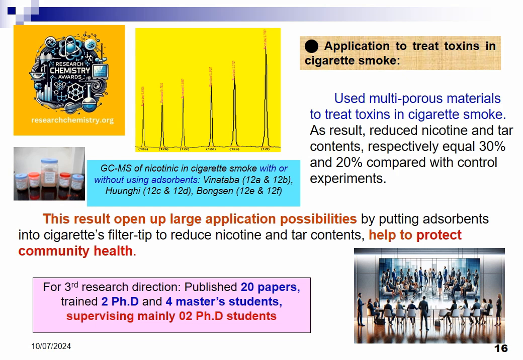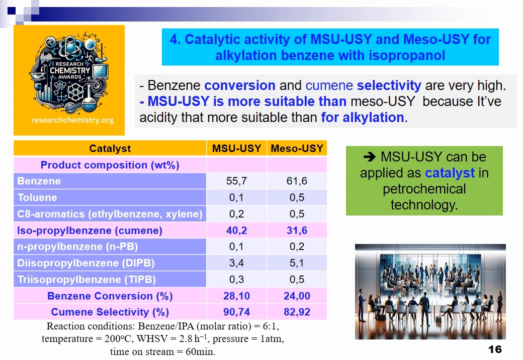We have used multiporous materials to capture toxins in cigarette smoke. As a result, nicotine and tar contents were reduced by 30% and 20% respectively, compared with control experiments. These results open up large application possibilities by putting adsorbents into cigarette filter tips to reduce nicotine and tar contents, which helps to protect community health.